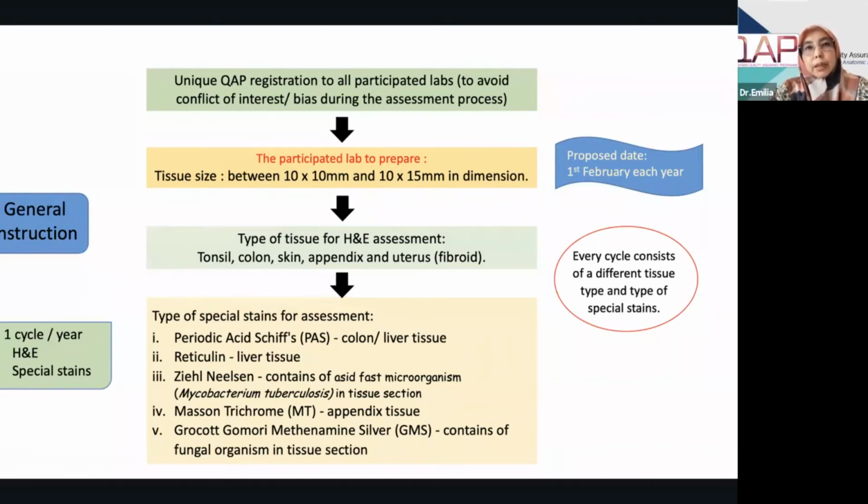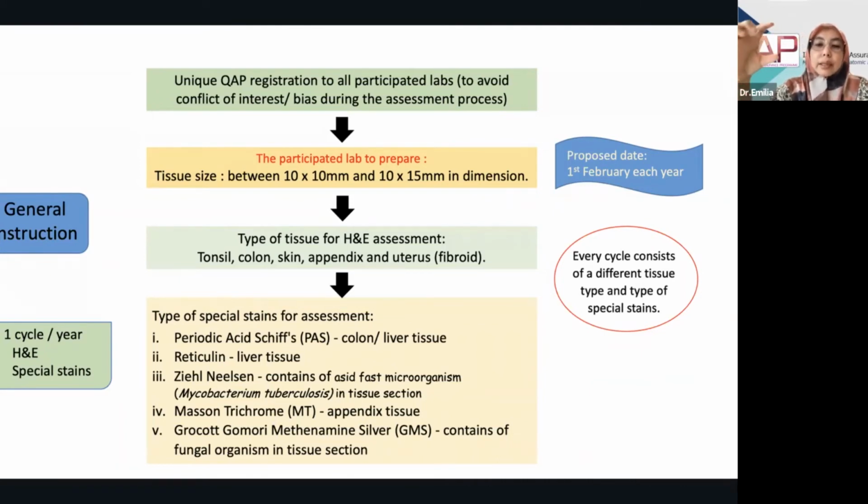from the one that we did in the technical module from the RCPA, because in the RCPA technical module, they give us the unstained slide. But this one, we don't give you an unstained slide; we would like you to prepare the tissue. For example, for the next exercise, we decide to have tonsil. So every participating lab will send us a tonsil tissue measuring between 10 times 10 to a maximum of 15 mm in dimension.